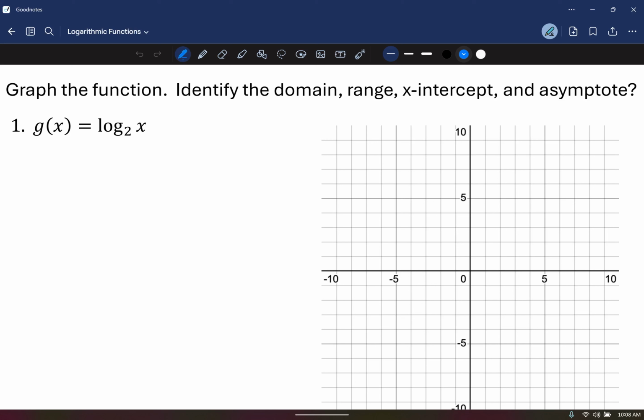In this lesson, we're going to be talking about logarithmic functions. So we're going to start by graphing a couple of functions. We're going to graph the function and identify the domain, the range, the x-intercept, and the asymptote. We're going to use our graphing calculator to assist with this, so let's make ourselves a table of values.